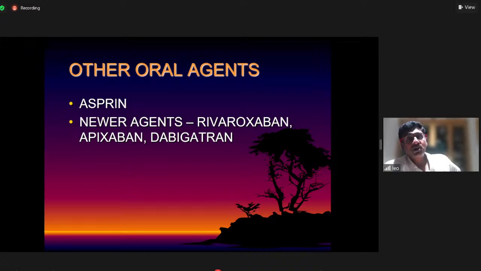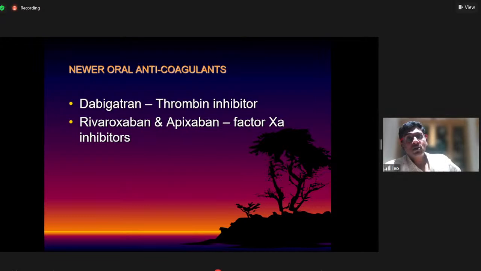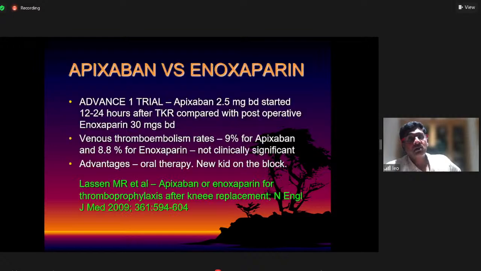So what are the other agents that we have? We have aspirin, about which we shall talk a little bit more later. And then there are these newer kids on the block, rivaroxaban, apixaban, and dabigatran. So what are these newer oral anticoagulant agents? Dabigatran is a direct thrombin inhibitor, while rivaroxaban and apixaban are again factor 10A inhibitors like low molecular weight heparin.